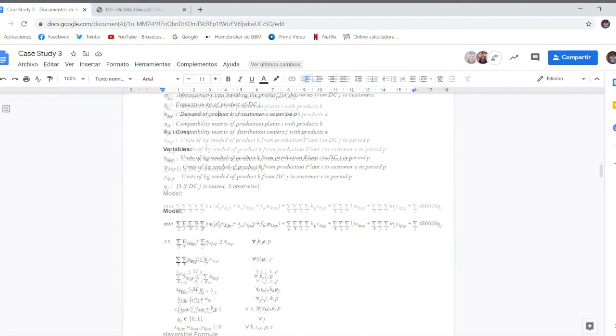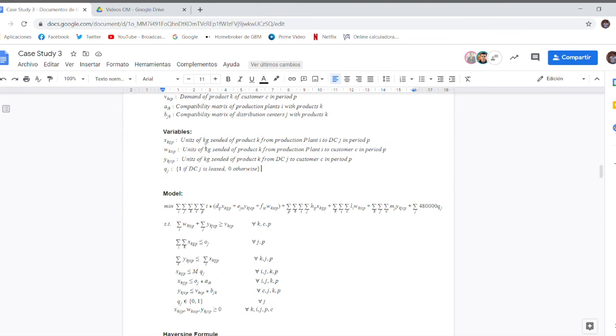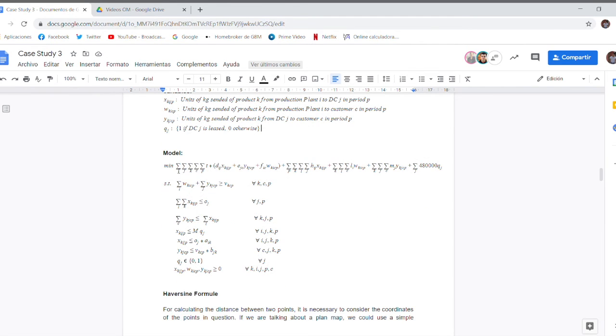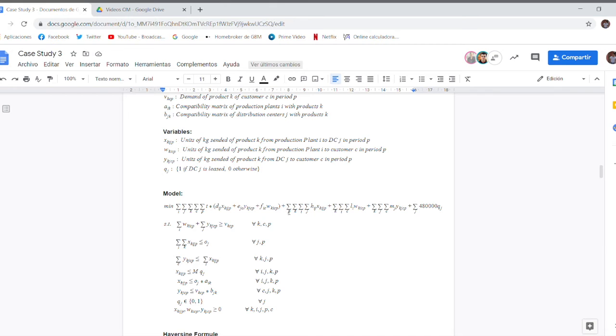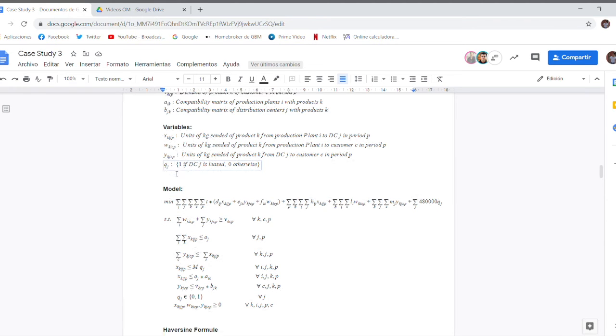And here we have our variables, which are the kilograms of product sent from production plant to DC, from plant to customer, and from DC to customer, all in the periods P. We have our binary variable that is 1 if the DC is leased. In our model we want to minimize the transportation cost times the distances, each multiplied by its corresponding variable, the same with the handling cost, each multiplied by its corresponding variable. And here we have the fixed cost added, multiplied by the binary variable.